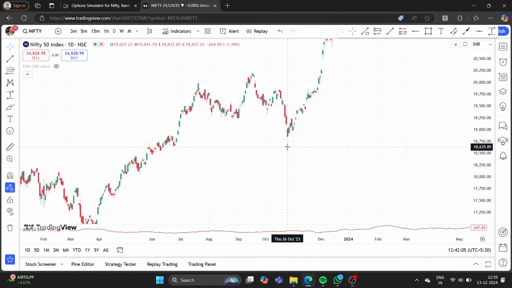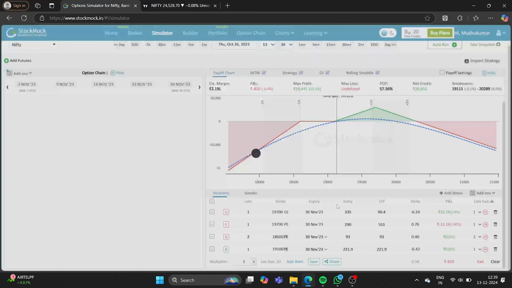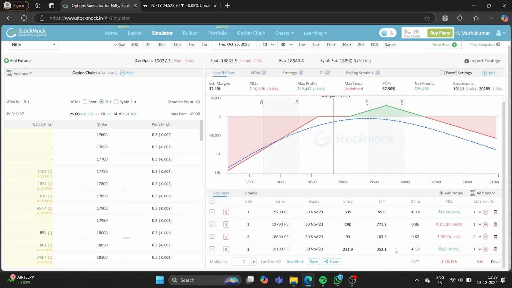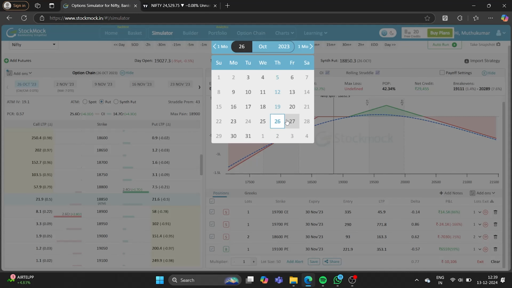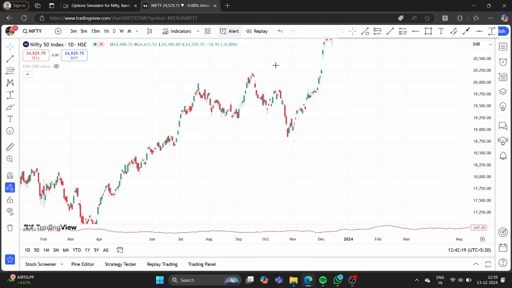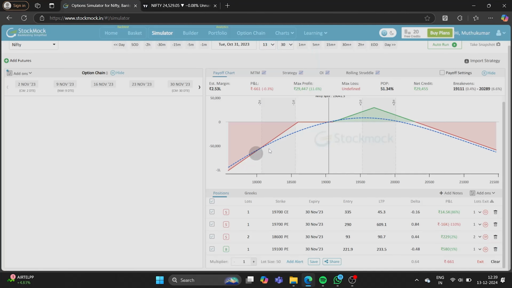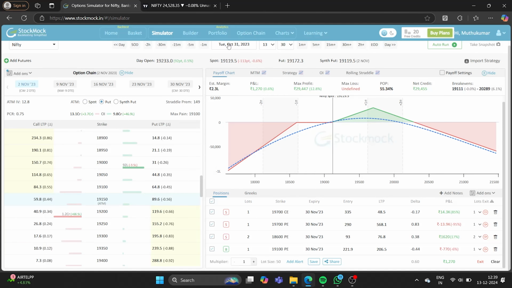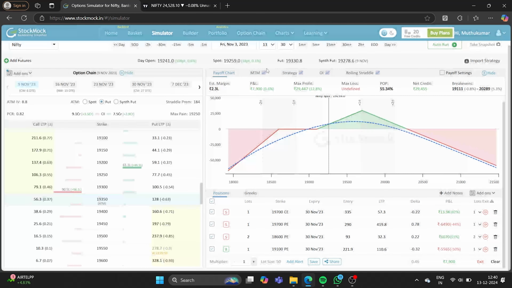Now on the 26th of October, the market came down really well. We saw a 10,000 loss. After that, it started recovering. As you can see in the chart, it starts to move up. And on 3rd November it starts to move up.